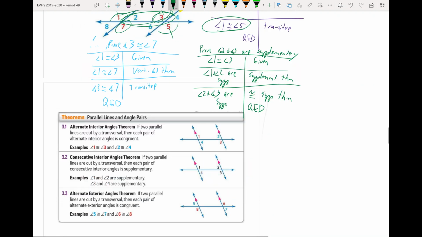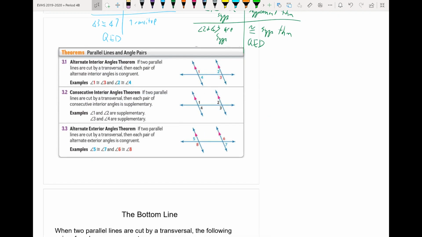Yes. There we go. There's your alternate interior angles theorem, your consecutive interior angles theorem, and your alternate exterior angles theorem. Wow. That says, notice they all have the exact same hypothesis. If 2 parallels are cut by a transversal, then each pair of alternate interior angles is congruent.